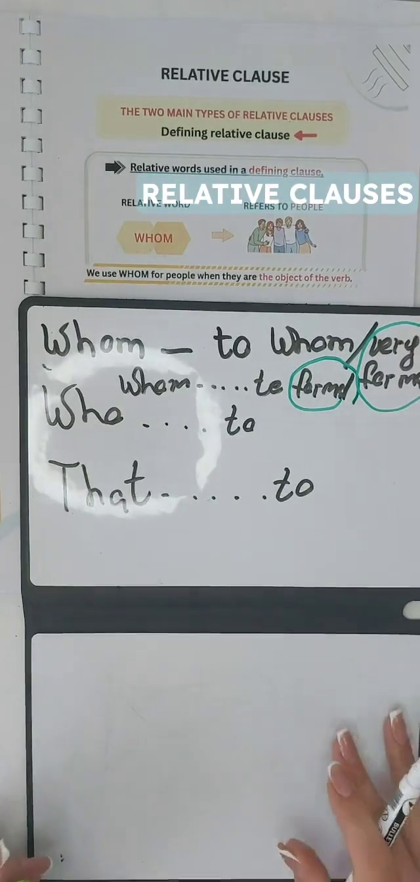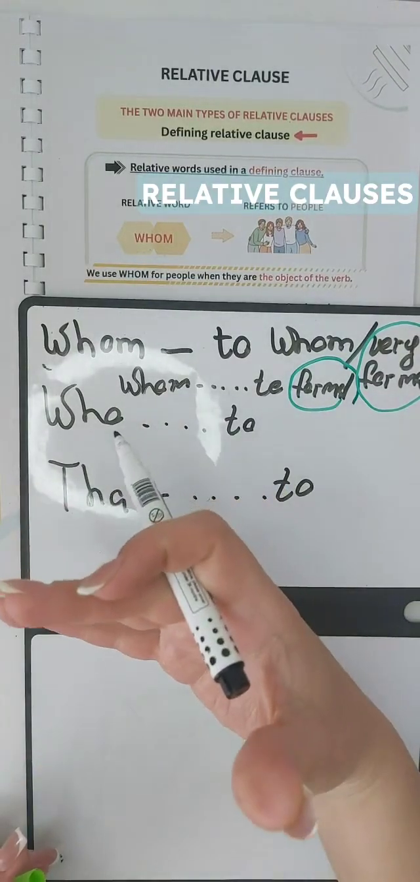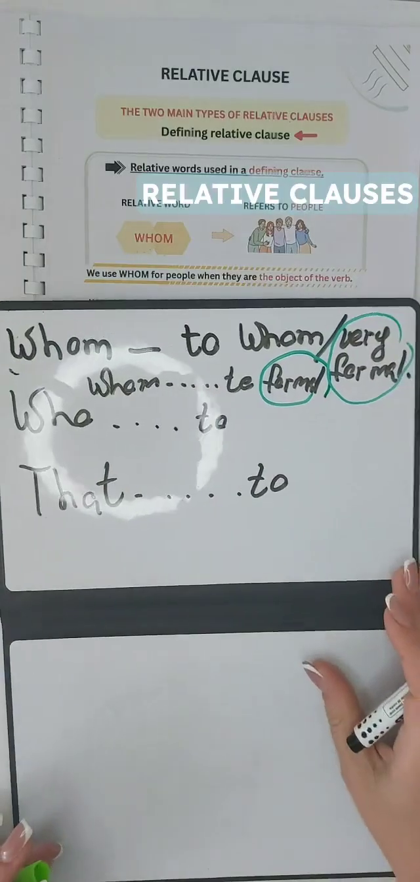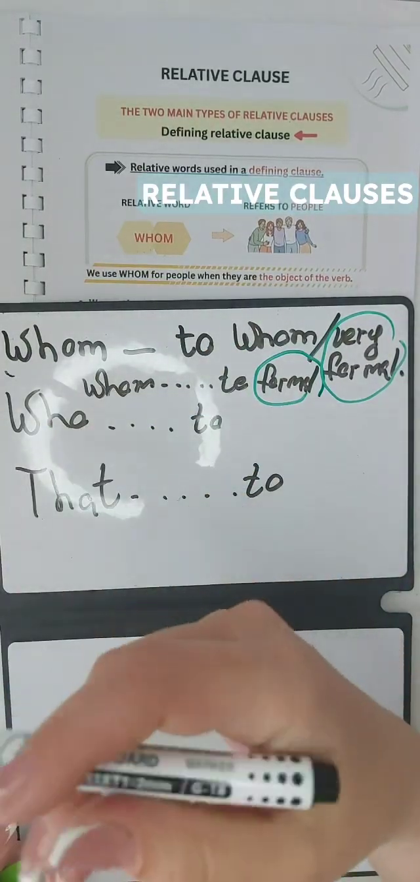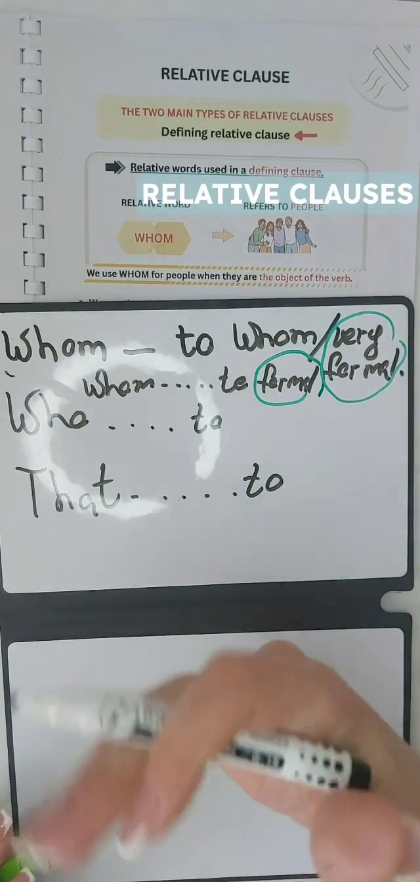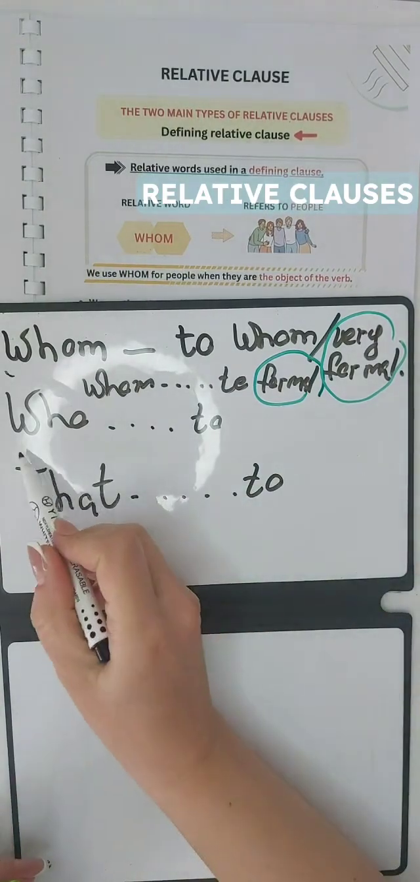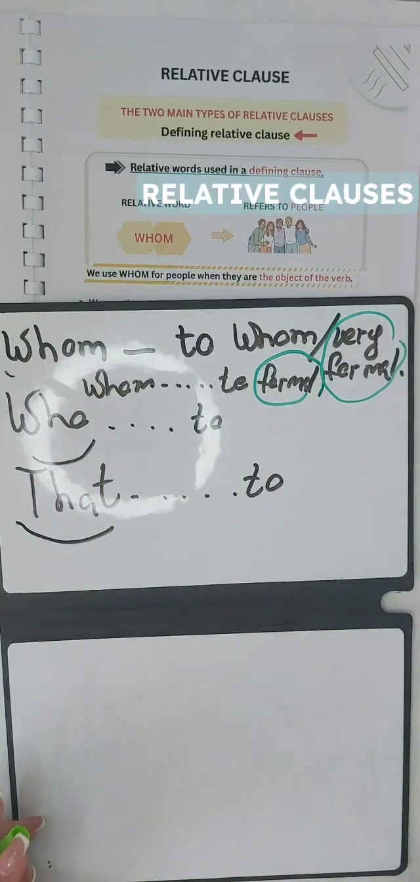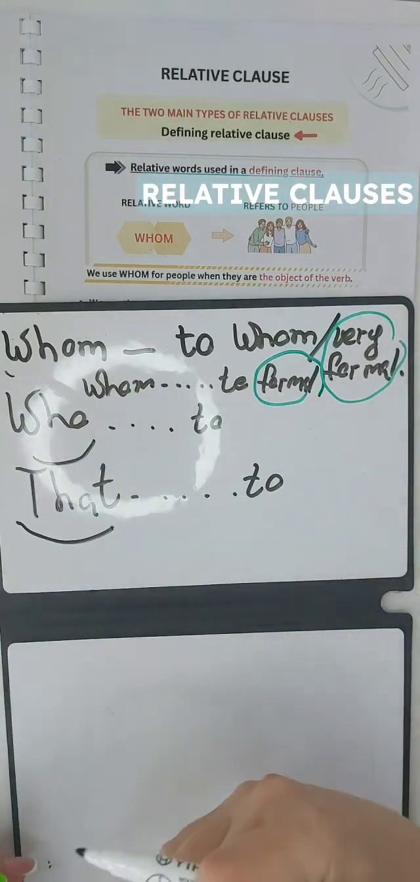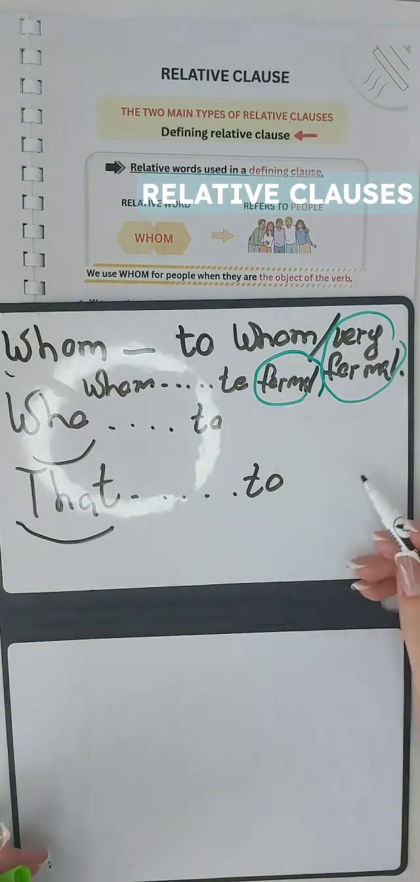Who and that are commonly used nowadays, right? Whom is more formal, used in formal writings or emails, whereas who and that are used in everyday situations, in casual situations, in spoken English, right?